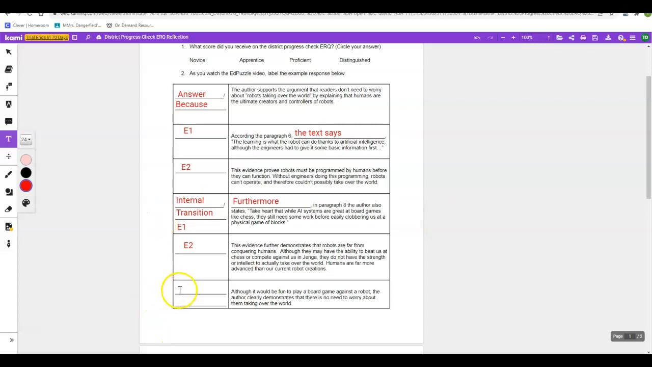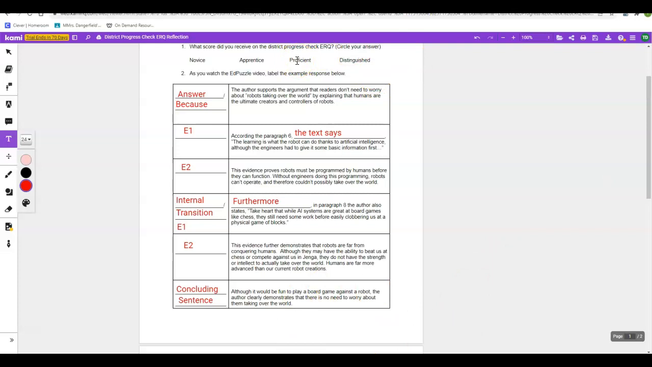And then at the end, I was looking for a concluding sentence. Remember, the job of the concluding sentence is to just wrap up your thoughts for the paragraph. So I put, "Although it would be fun to play a board game against a robot, the author clearly demonstrates that there is no need to worry about them taking over the world." So I basically just summarized what I had in my answer up at the top.